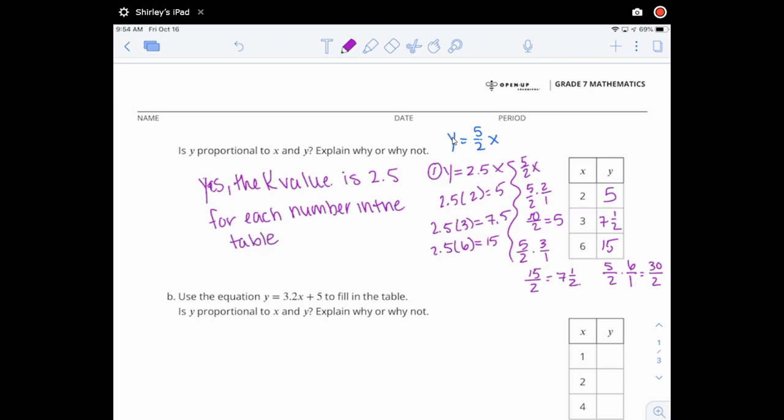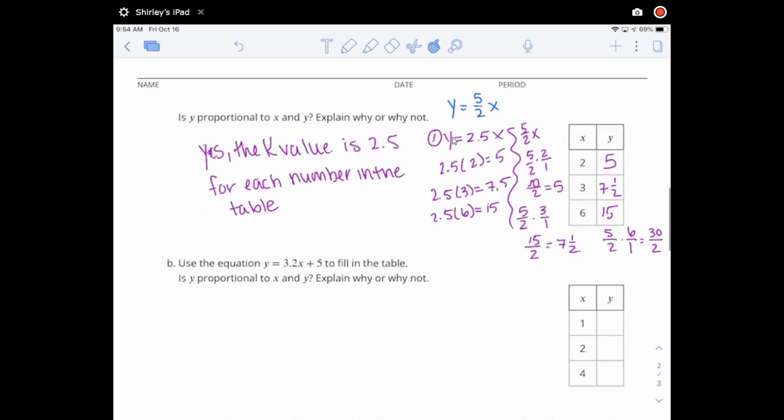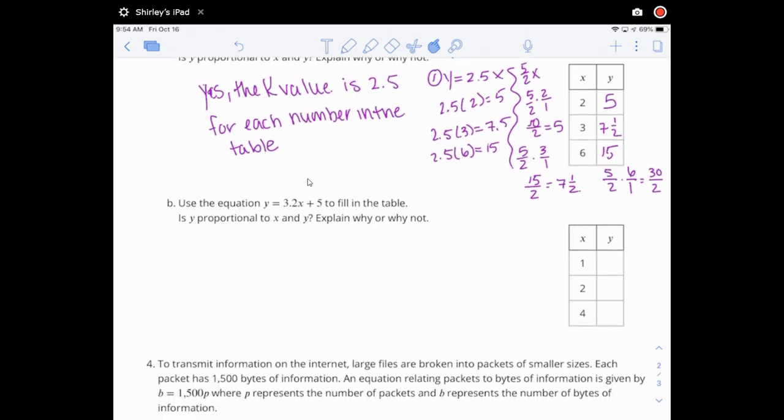Question B, use the equation y equals 3.2x plus 5 to fill in the table. Is y proportional to x? Explain why or why not. So this one is definitely like that Fahrenheit problem that we did. What my rule is telling me to do is take my x values, plug them in for x. So I'm going to take x times 3.2 and then add 5.